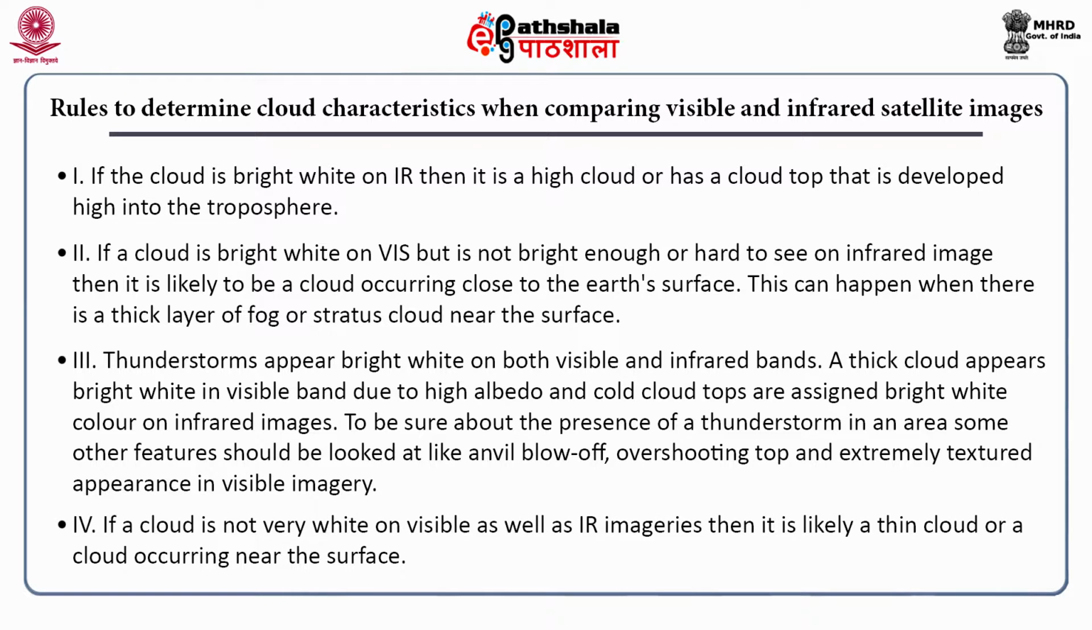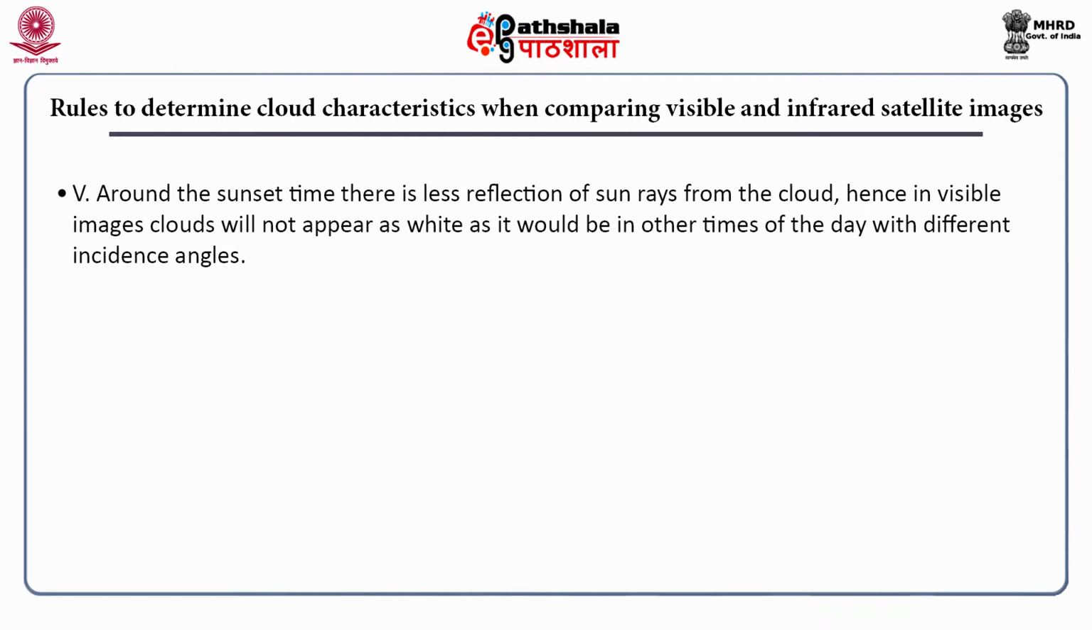If a cloud is not very white on visible as well as IR imageries, then it is likely a thin cloud or a cloud occurring near the surface. Around the sunset time, there is less reflection of sun rays from the cloud. Hence, in visible images, clouds will not appear as white as they would at other times of the day, when the incidence angles of the sun are also different.